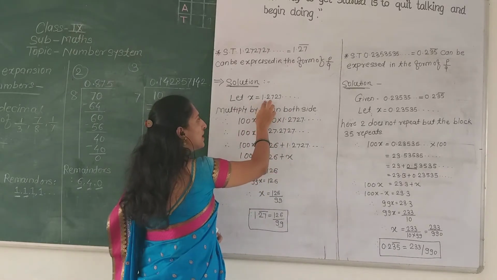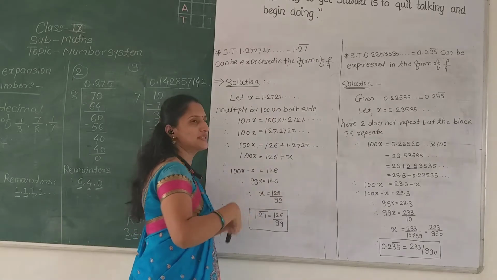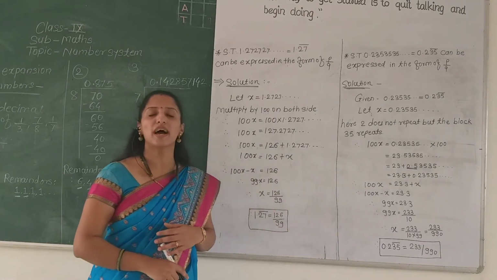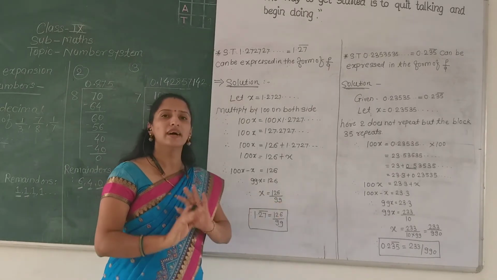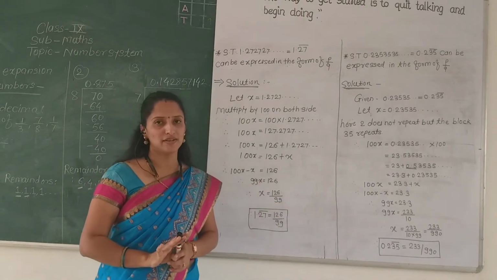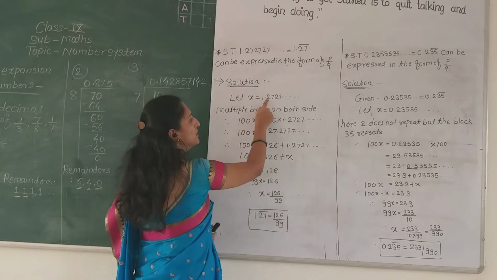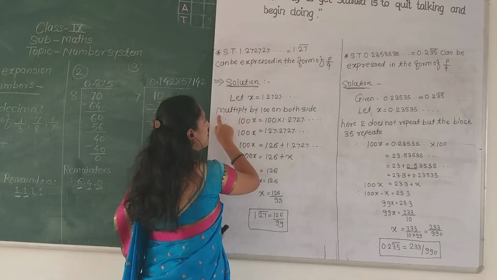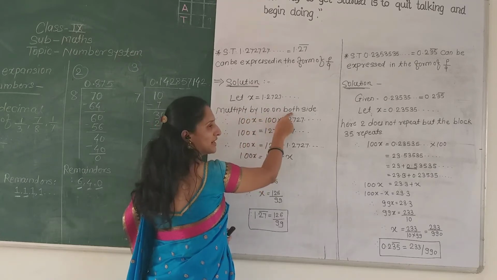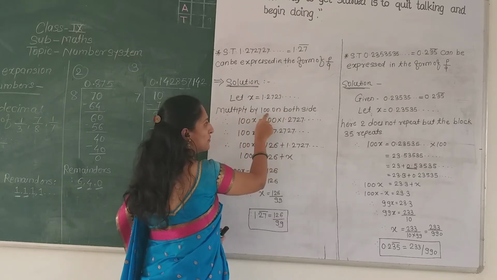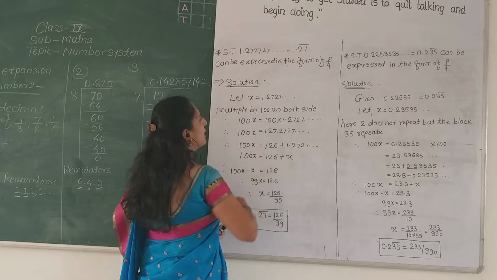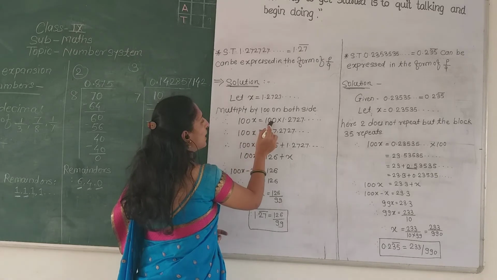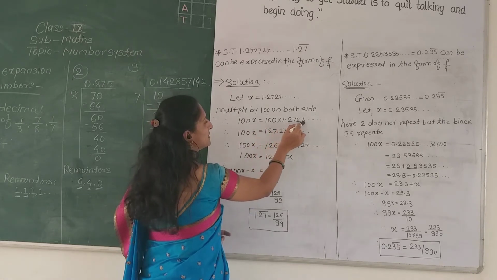Suppose there are 3 digits after the decimal point repeated, then we multiply by 1000 on both sides. But in this example only 2 digits after the decimal point are repeated, so we multiply by 100 on both sides. Remember this, this is very important. So I multiplied by 100 on both sides. We get 100x is equal to 100 into 1.2727.